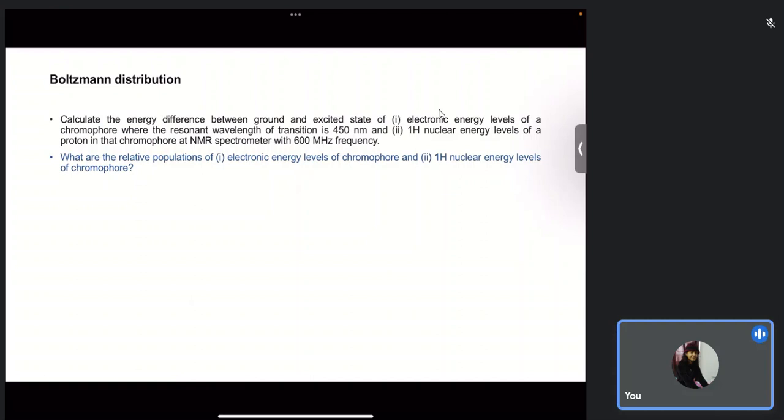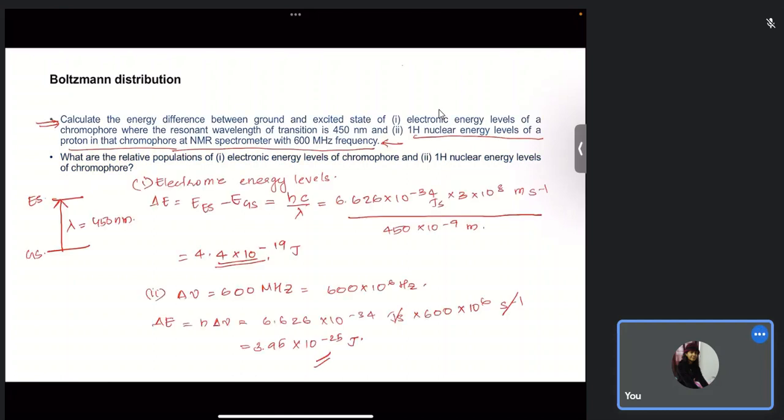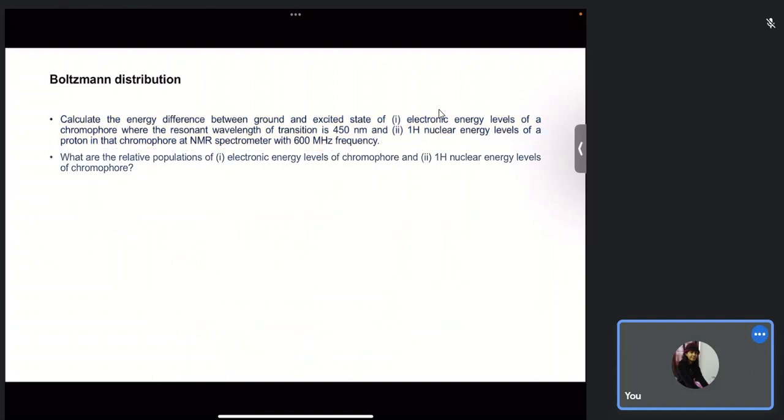So the energy gap between the electronic levels is on the order of 10 to the power minus 19 joules, whereas the energy gap between nuclear energy levels is 10 to the power minus 25 joules. Now we have to calculate the relative population of electronic energy levels of a chromophore at 298 Kelvin, which is 25 degrees Celsius, around room temperature.